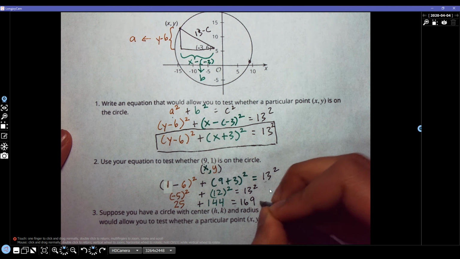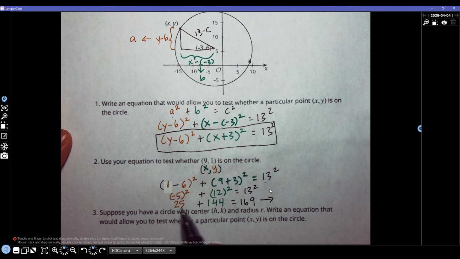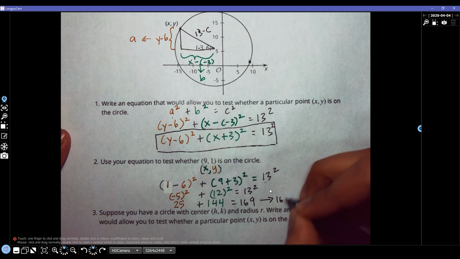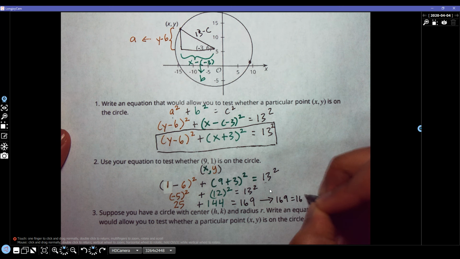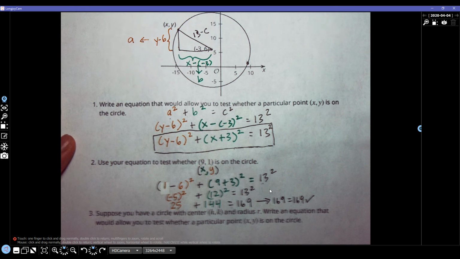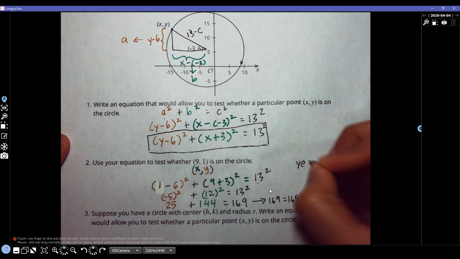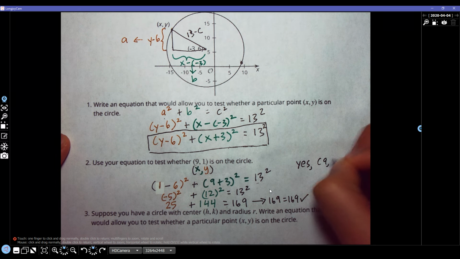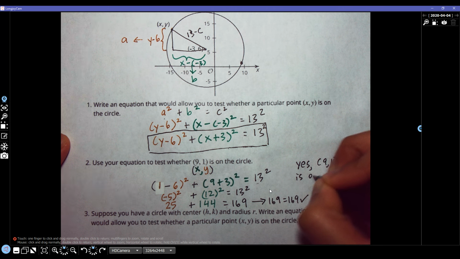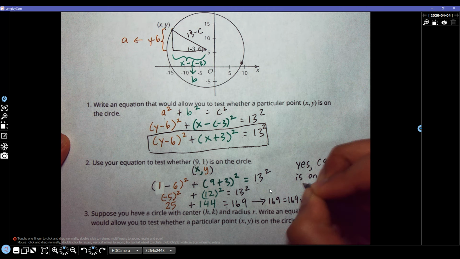So the next step over here, right, we can just add 25 and 144. That is actually going to give us 169. So 169 equals 169. So therefore, we've just proven that yes, 9, 1 is on the circle.